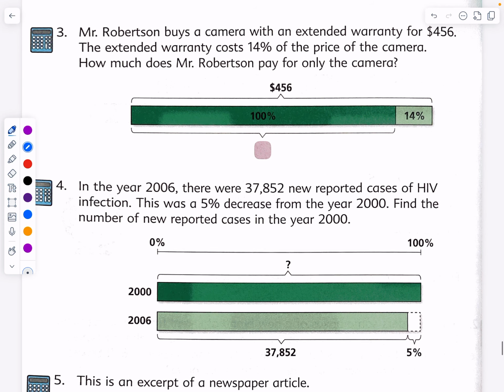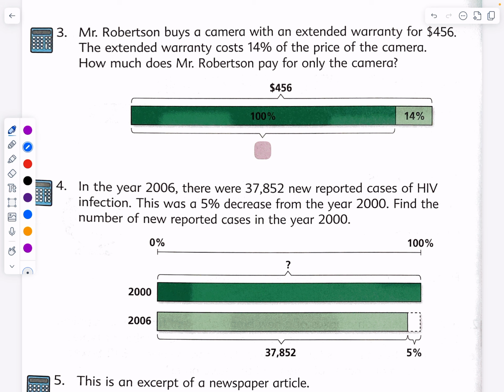Hello, we continue to take a look at reverse percentage problems. Let's read example number 3. Mr. Robertson buys a camera with an extended warranty for $456. The extended warranty costs 14% of the price of the camera. How much does Mr. Robertson pay for only the camera?